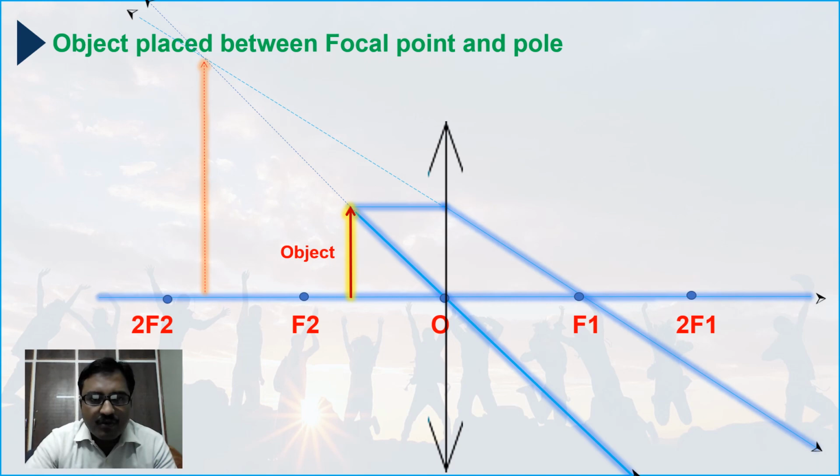The size is more, and it is erect, and here we represented this with dotted lines. That means it is virtual, and we cannot catch the image on the screen. So when the object is placed between the pole of the lens and the focal point, the image is going to be a virtual image. And how could it be? It is a virtual, erect and magnified image.